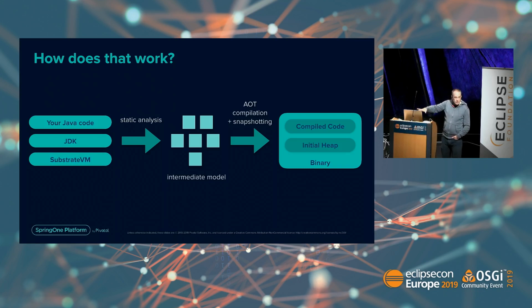They take all that code, which is mostly all written in Java, and they do some static analysis on that, because it's a closed world assumption, right? They analyze everything, produce something like an intermediate model of that, and then they do the ahead-of-time compilation. So they compile all the Java code into native machine code.